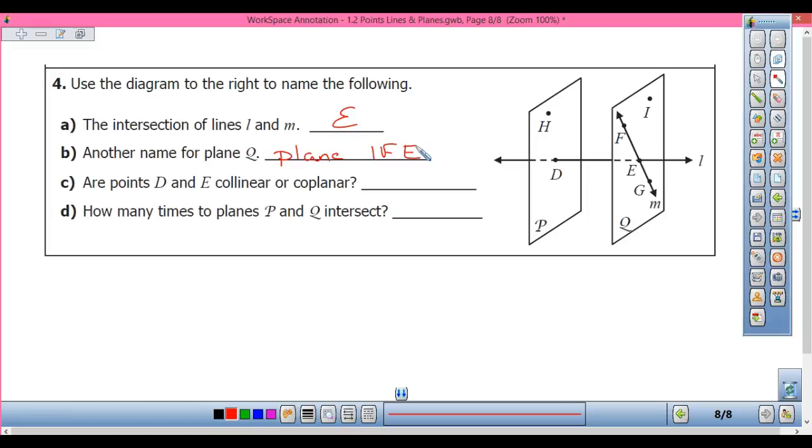Are points D and E collinear or coplanar? Collinear. Yep, they're not on the same plane. They're on 2 separate planes, but they are on the same line. Okay, and how many times do plane P and plane Q intersect? Yeah, 0. They don't intersect. Okay? Just like the floor and the ceiling, they don't intersect. Okay, so they tried to trick you there.